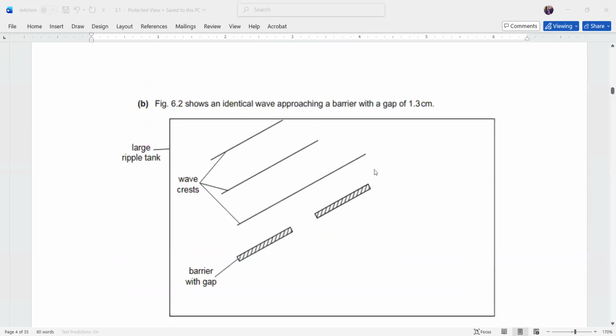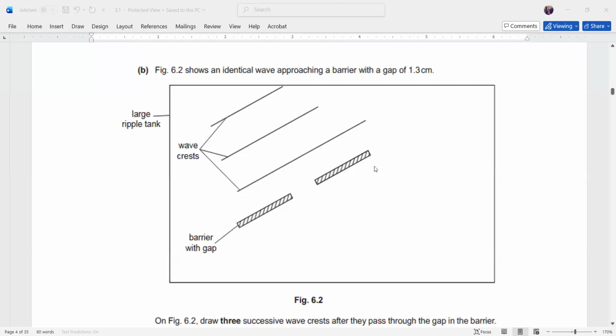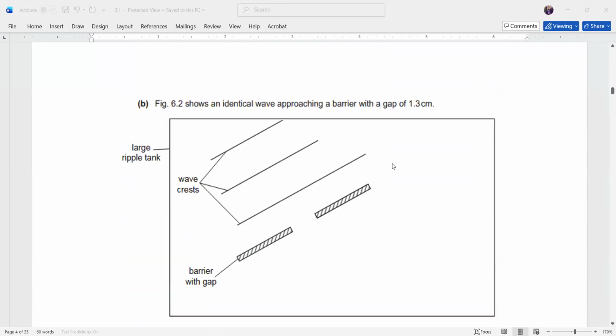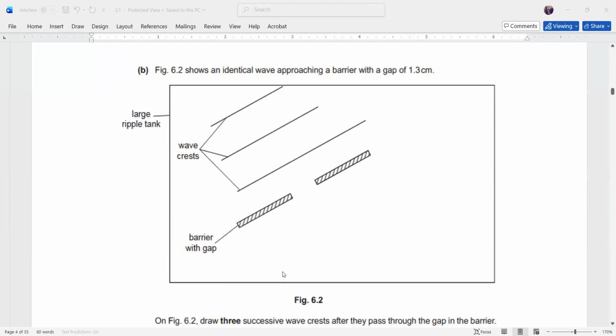Now, figure 6.2 shows identical waves approaching a barrier with a gap of 1.3. What was the wavelength? 1.6. What is the gap? So it means the wavelength is greater. So how should I draw this? I should draw a circular wavefront. They ask to draw three successive wave crests. You can annotate on the screen how it should look.